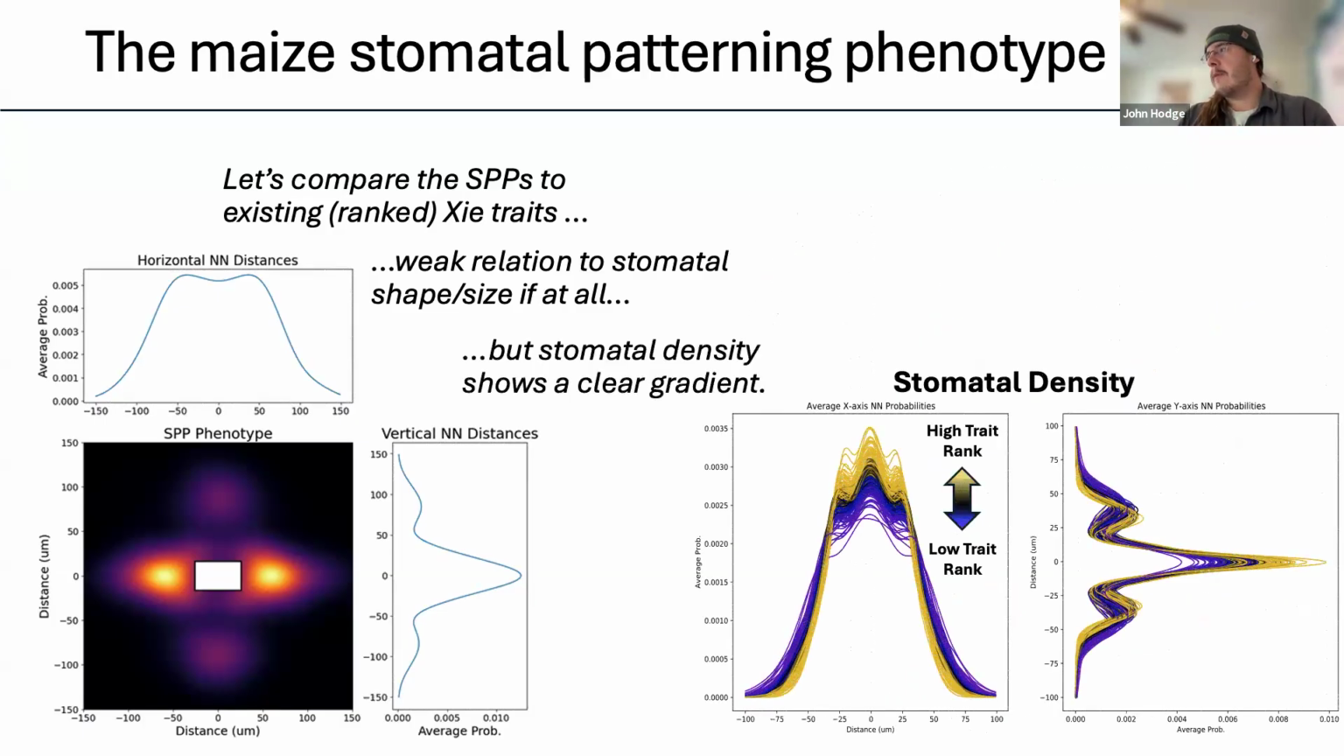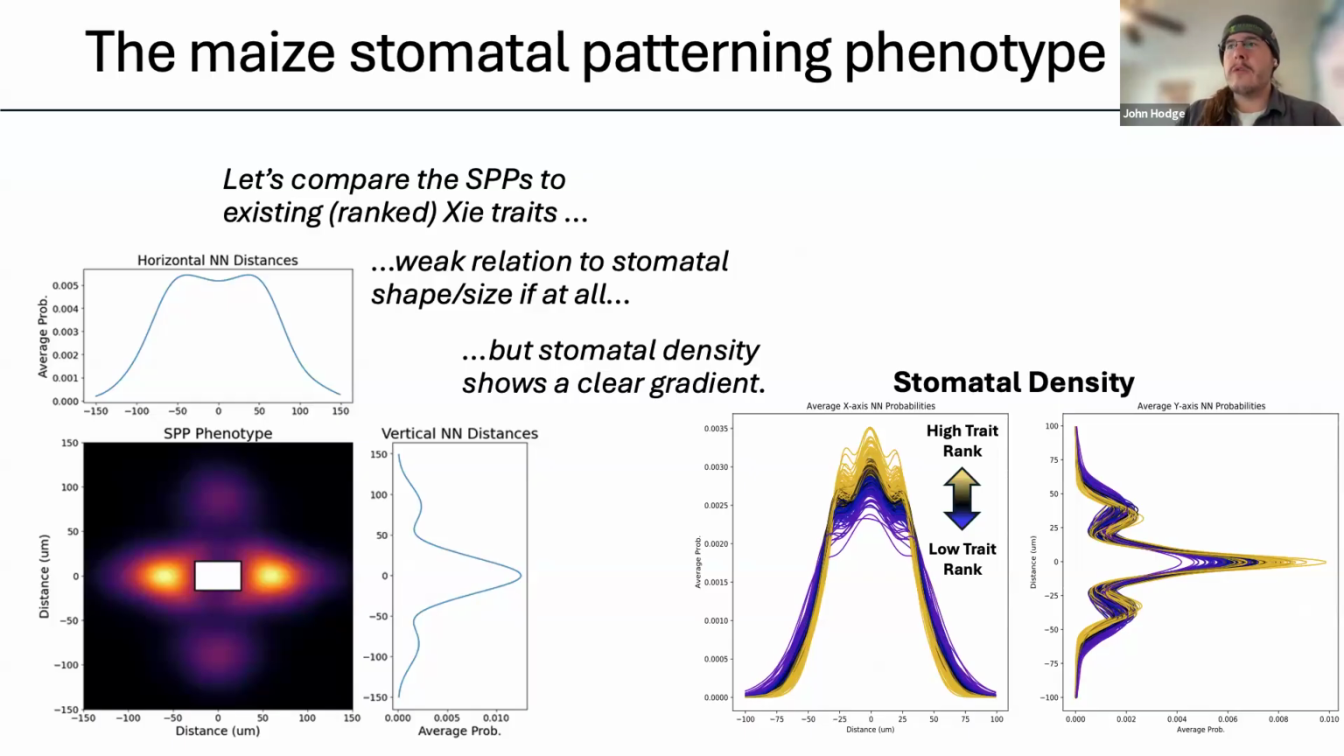Now, if we do the same thing with stomatal density, however, these distributions almost perfectly seem to capture a gradient. And so it seems like this spatial probability is doing a very good job of capturing stomatal density.